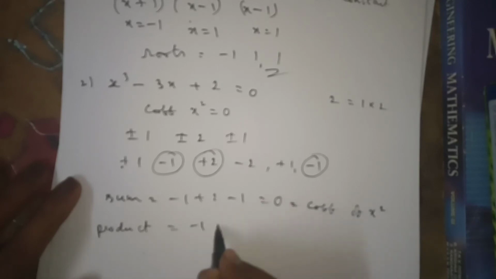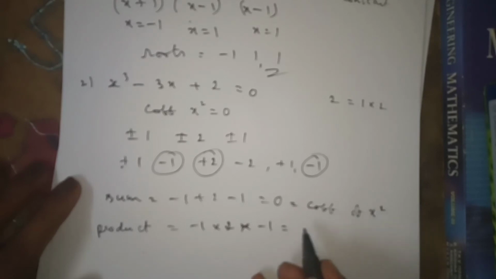Product is equal to minus 1 into plus 2 into minus 1, minus into minus plus, so you will get 2. That is the constant. Therefore, the factors are minus 1, plus 2, minus 1. x is equal to 1, x is equal to minus 2, x is equal to 1. Roots are 1, minus 2, 1.